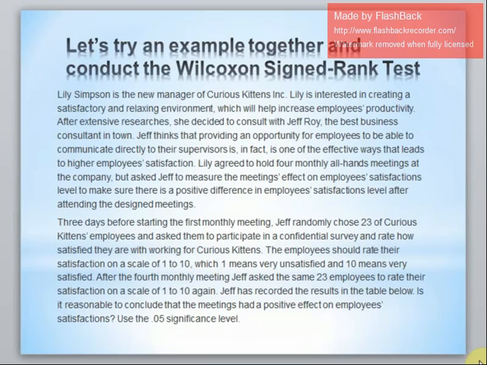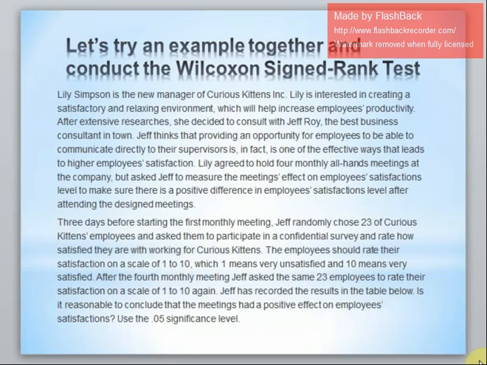So let's try an example together and conduct the test together. Lily Simpson is a new manager of the Curious Kitten Inc. Lily is interested in creating a satisfactory and relaxing environment which will help increase employees' productivity. After extensive research, she decided to consult with Jeff Roy, who is the best business consultant in the town. Jeff thinks that providing an opportunity for employees to be able to communicate directly to the supervisor is one of the effective ways that leads to higher employee satisfaction.